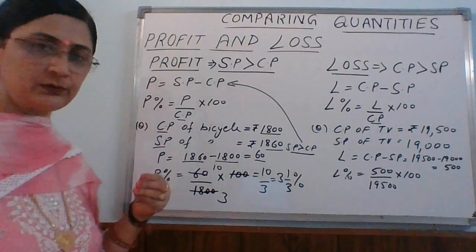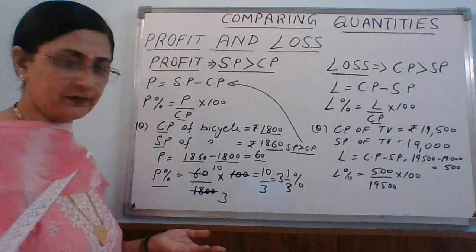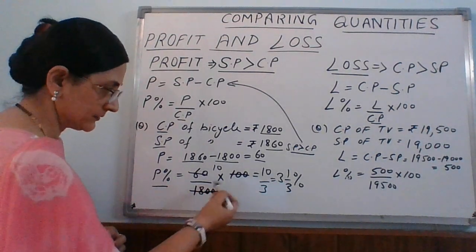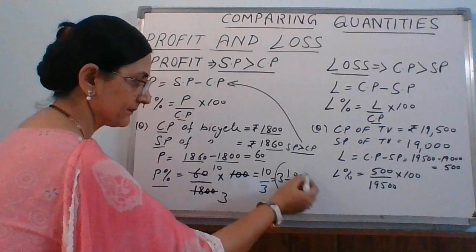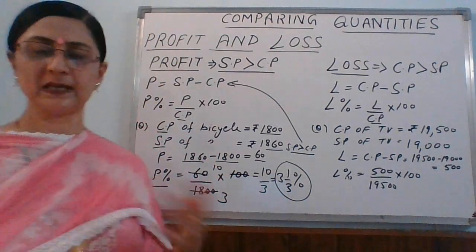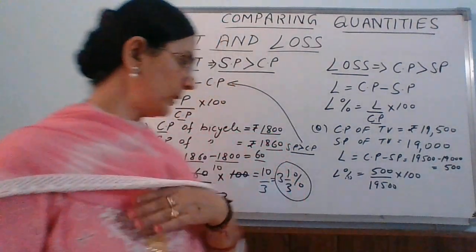In profit percent, what do you have in the numerator? We have profit. What is in the denominator? That is CP. CP means the original value, into 100. So just do the calculations and convert that fraction. If you get the answer in a fraction, convert it into a mixed fraction, right? So this was the question of profit.